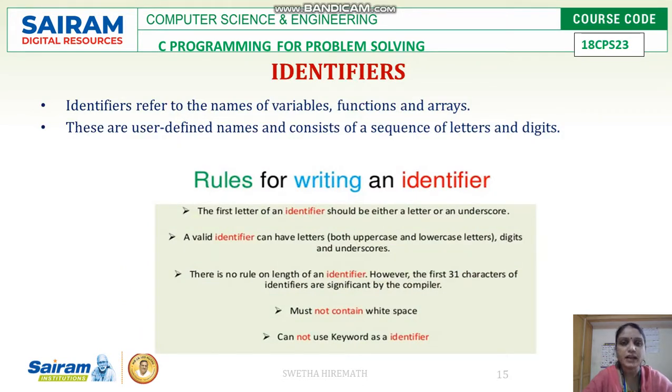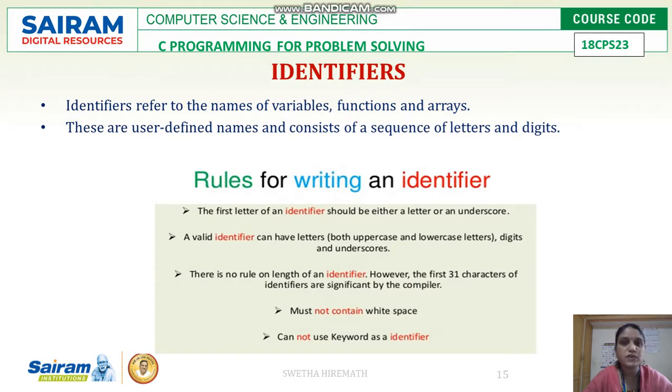Then coming to the identifiers. Identifiers refer to the names of variables, functions and arrays. Whatever names we give to a variable or a function or an array are the identifiers. They are user defined names and consist of a sequence of letters and digits. If you want to write a name for any of the variables, functions or arrays, we have to follow certain rules for writing an identifier.